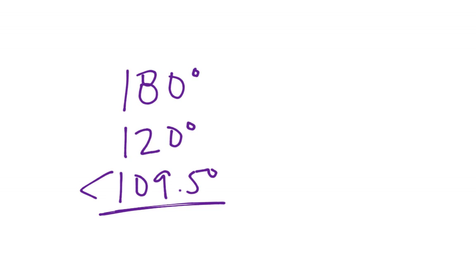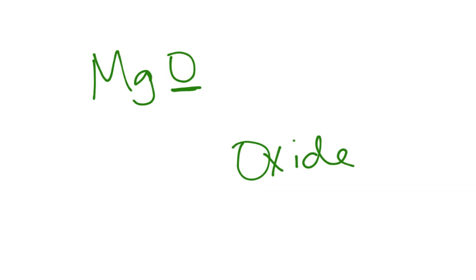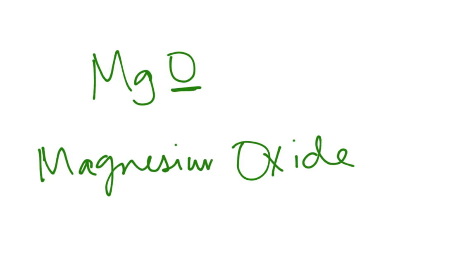What is the name for MgO? This is all by its lonesome, so we just call it oxide. We just change that to its ide ending. And magnesium keeps its name, so that is magnesium oxide.